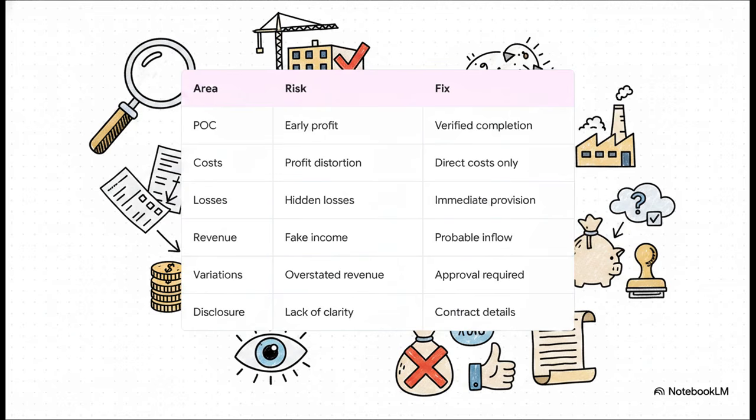So here is your ultimate cheat sheet, a quick revision box for our financial detectives. It perfectly summarizes the 6 main areas we've covered. For the POC method, the risk of early profit booking is solved by verified completion basis. For cost inclusion, profit distortion is fixed by allowing only direct costs. For loss recognition, hidden losses are cured by immediate provision. Fake income from revenue certainty is blocked by probable inflow conditions. Overstated variations require strict approval. And finally, a lack of clarity in disclosure is fixed by mandating full, transparent contract details.